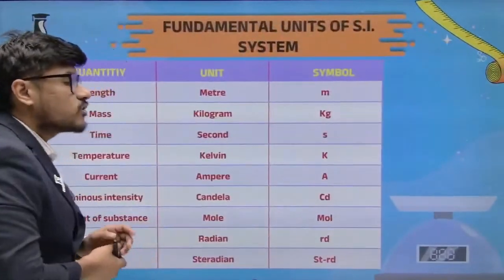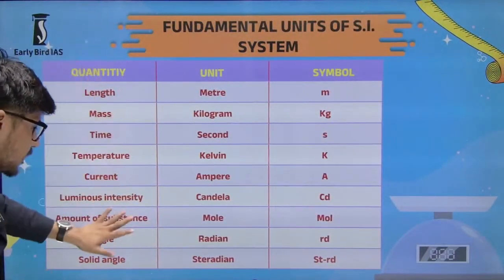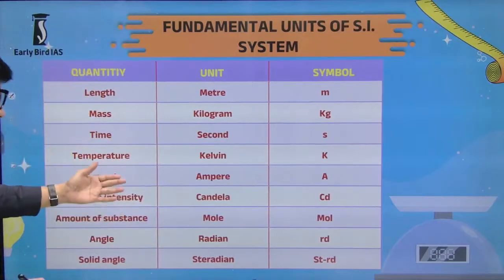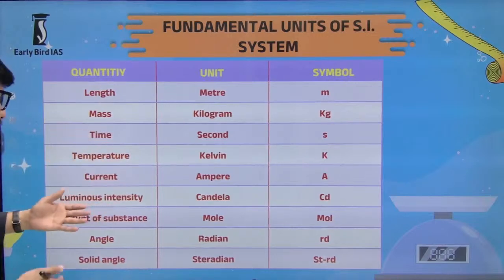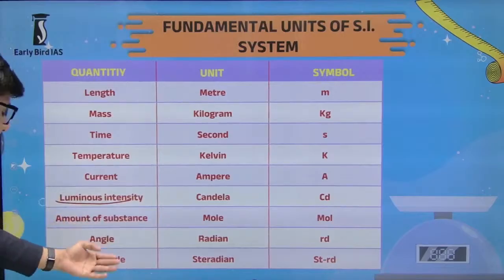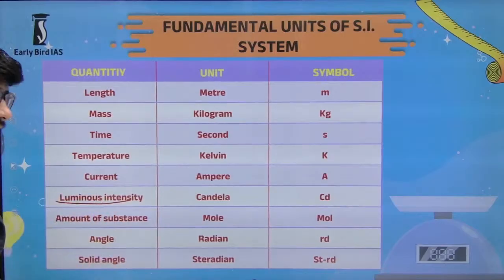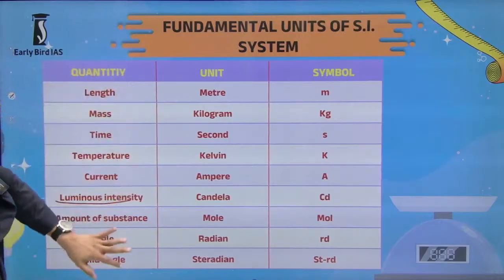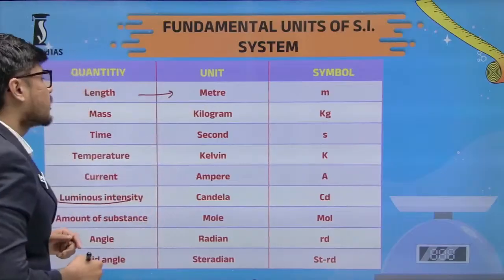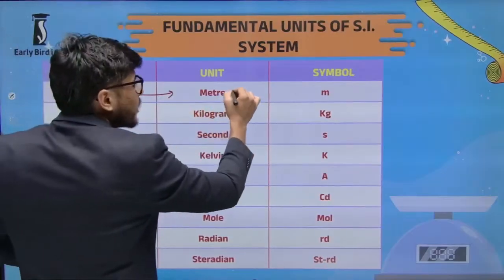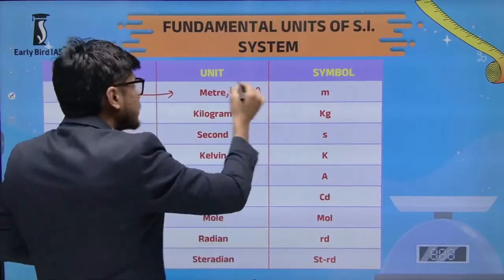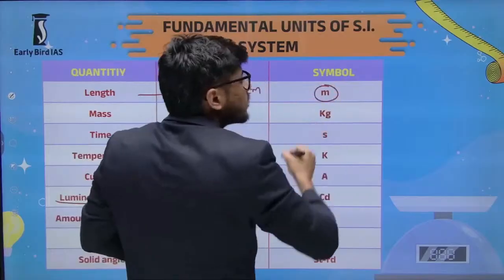Yes. So now these are the various quantities. For example, there is length, mass, time, temperature, current, luminosity, substance, angle, and solid angle. For all these quantities, there are various units. If you want to calculate length, you will use meter, kilometer, centimeter, and the symbol of meter is small m.